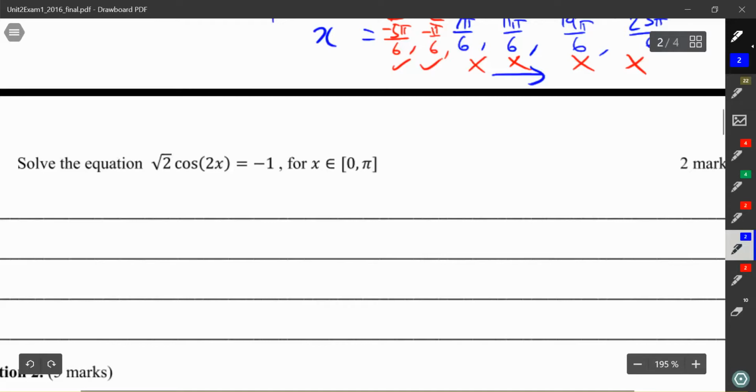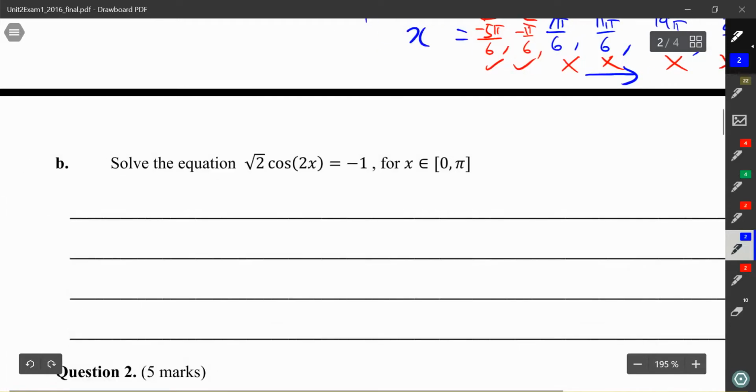So same drill again. We're going to do the exact same thing that we just did. We're going to divide both sides by root 2. So now you've got cos of 2x is equal to negative 1 on root 2. And you're going to find that 2x is equal to cos inverse of negative 1 on root 2. And you go back to your unit circle again.